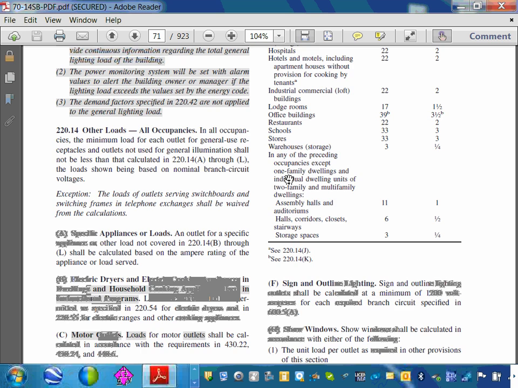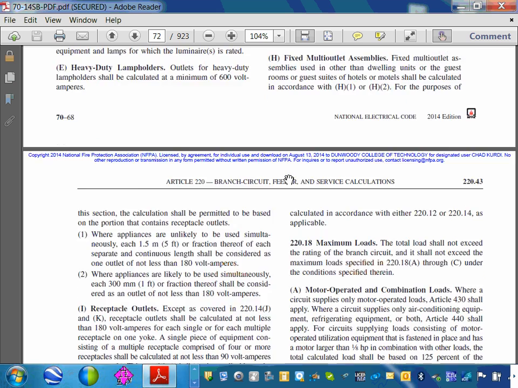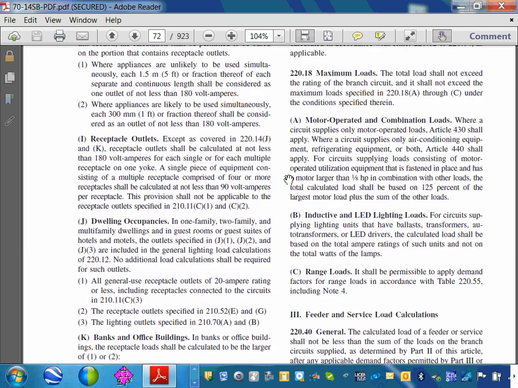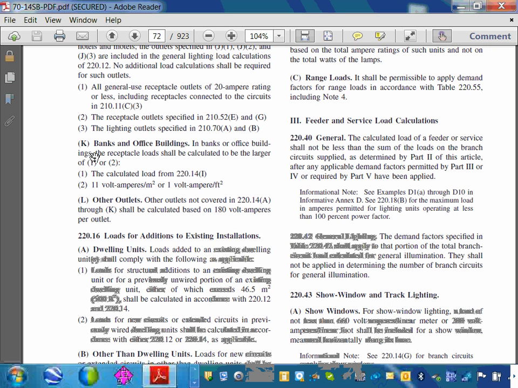Okay, where am I here? That 14K. It's in 2014. Okay, where am I? There you go. Can you guys see that? Everybody can see K here?